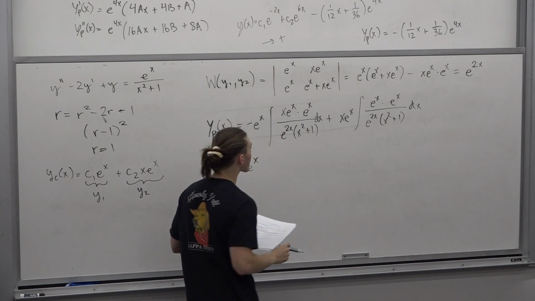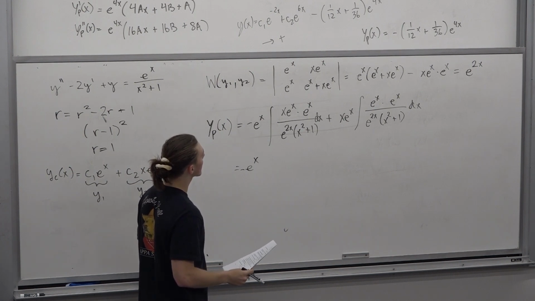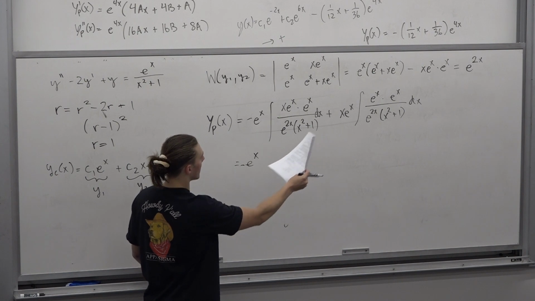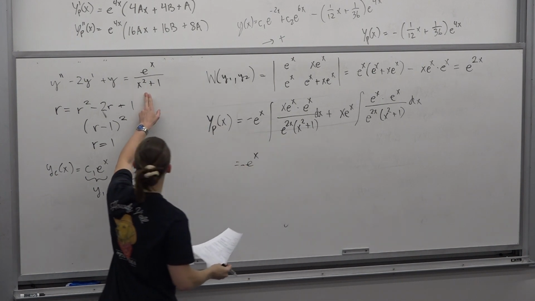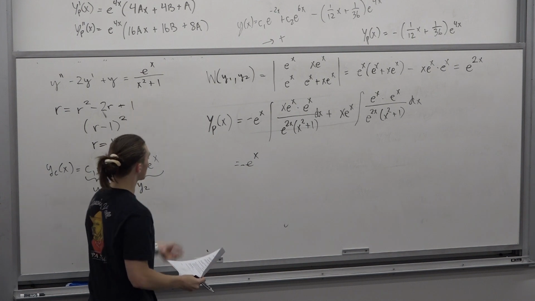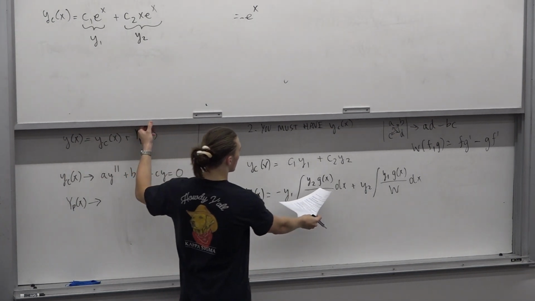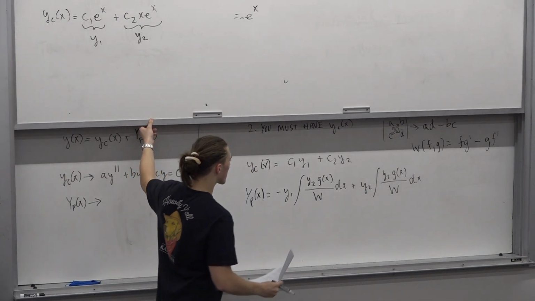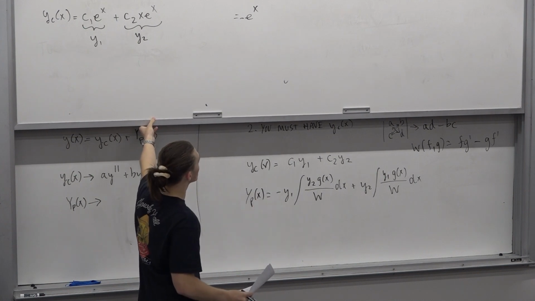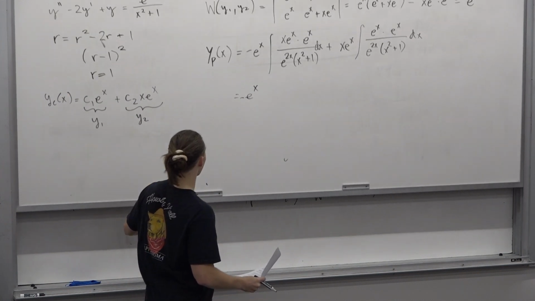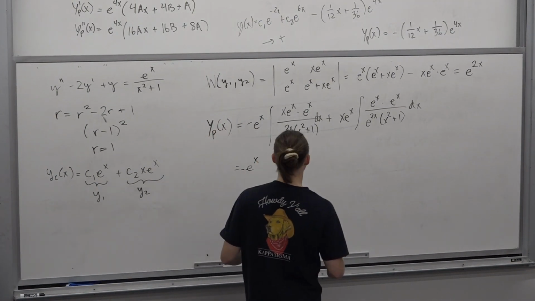For the Wronskian, it's e to the 2x, right? Why are you multiplying e to the 2x times x? This is coming from our g of x right here. g of x would be e to the x over x squared plus 1. So I just shortened it for a little shortening, but that's effectively the same. So let's solve it real quick.